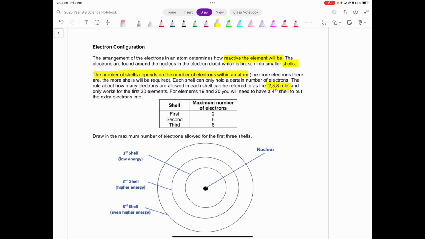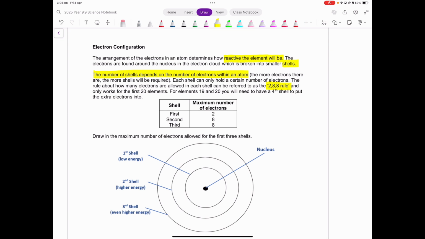Now it only works for the first 20 elements. Only works for the first 20 elements. After that, it gets rather complicated. And then we switch to letters instead of numbers, and life is miserable. So we're going to keep it really simple this year, and we're just going to worry about the first 20, and you are going to worry about this 2-8-8 rule. So let's talk about what that means.